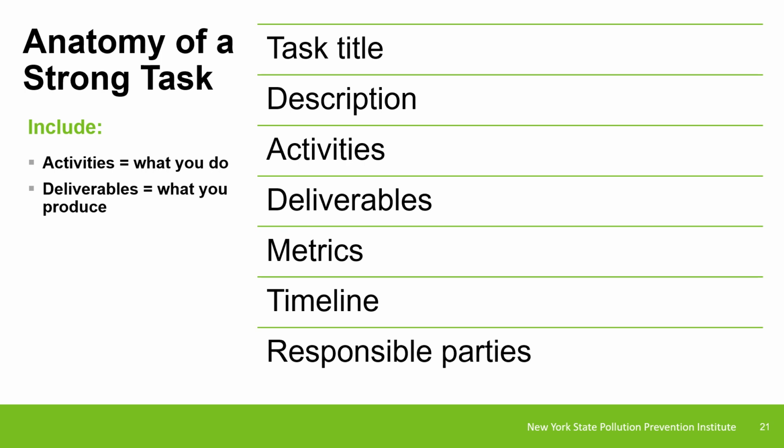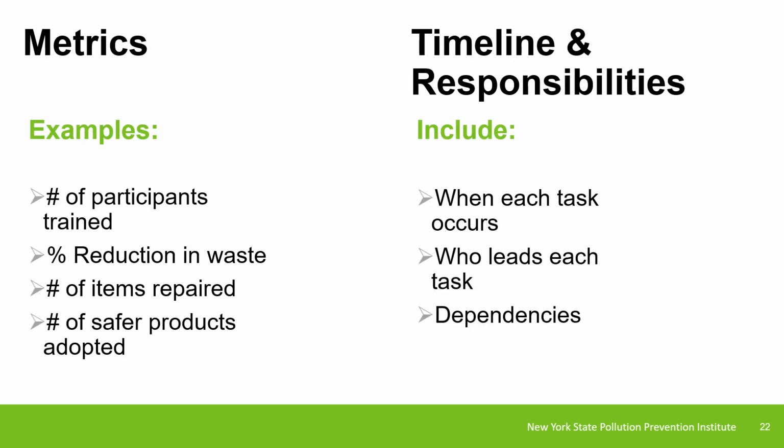Activities are the actions you take. Deliverables are the products you produce. For example, an activity might be conducting workshops. A deliverable might be the workshop curriculum or attendance data. Metrics should be tied to pollution prevention outcomes. Think in terms of outputs like number of participants and outcomes like tons of waste prevented.